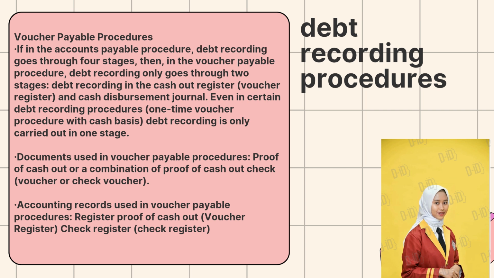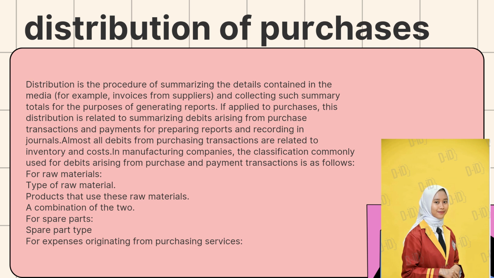Documents used in voucher payable procedures: proof of cash out or a combination of proof of cash out, check, voucher, or check voucher. Accounting records used in voucher payable procedures: proof of cash out register, voucher register, check register. Distribution of purchases.